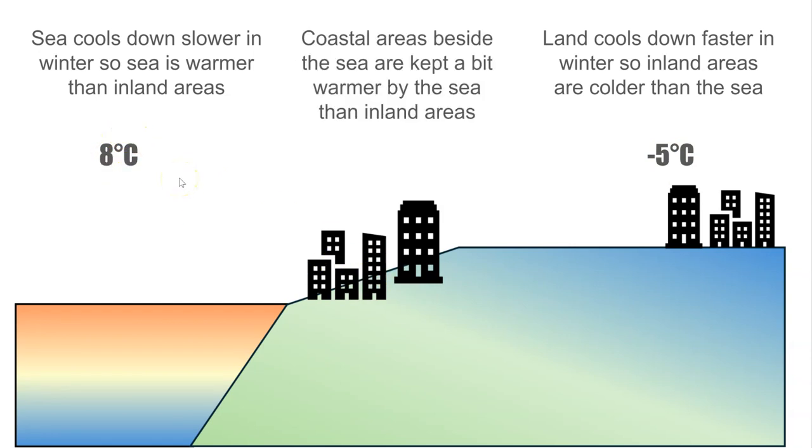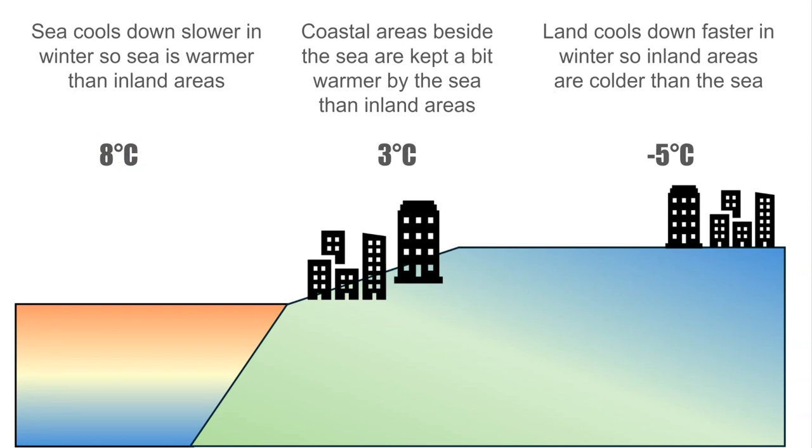But it's going to be kept at a slightly warmer temperature. So what, maybe 3 degrees? Something like that, something in between. So areas by the sea are kept slightly warmer in the winter than inland areas because they're close to the sea. And then in the summer, of course, it's reversed.